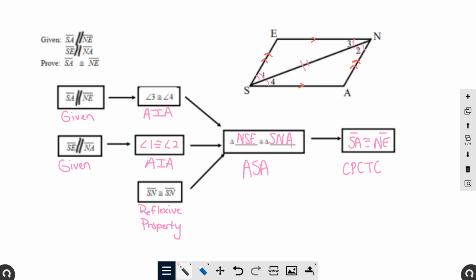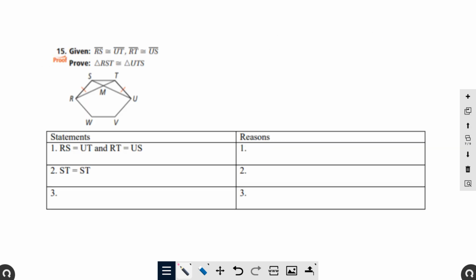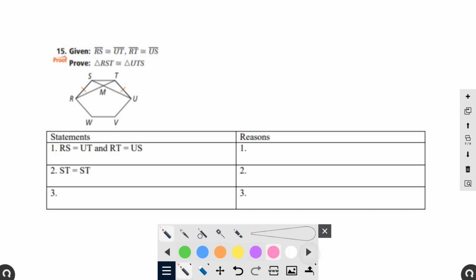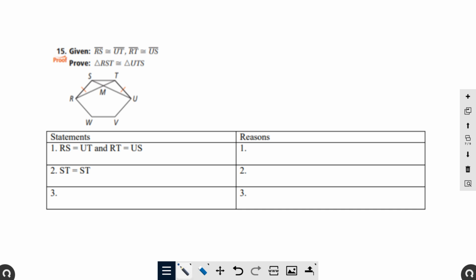The last 2 proofs that we are going to do, which are on the back, deal with what we call overlapping triangles. So we're going to deal with triangles that overlap together. And so it might seem a little bit more difficult when we talk about these overlapping ones. You don't see a whole lot of this, but we do sometimes.